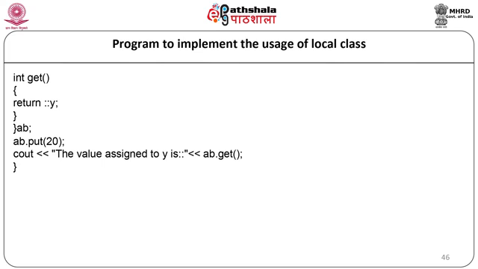Just before ending the class local, we are going to declare the object of class local as ab. Now, inside this particular function, we are going to call the member function as ab.put(20).